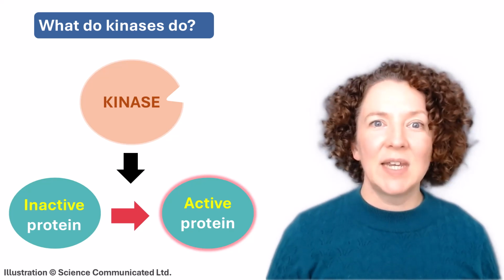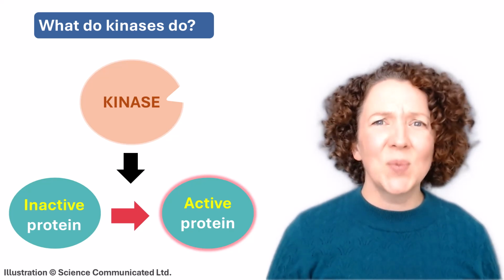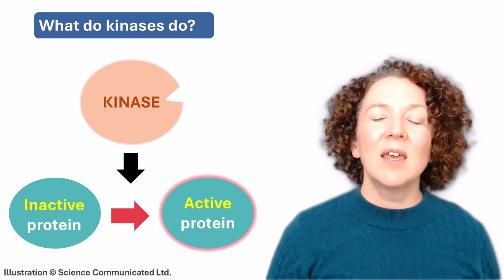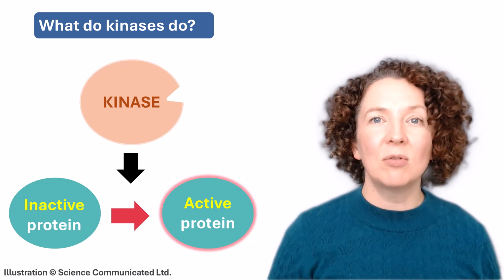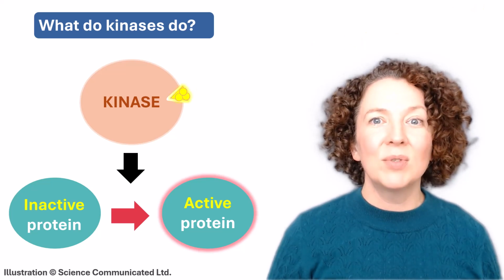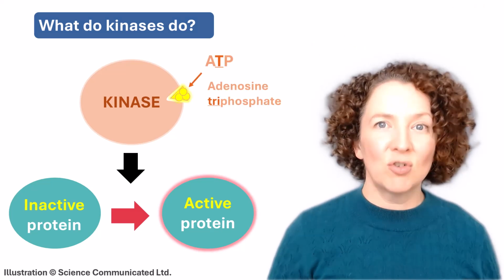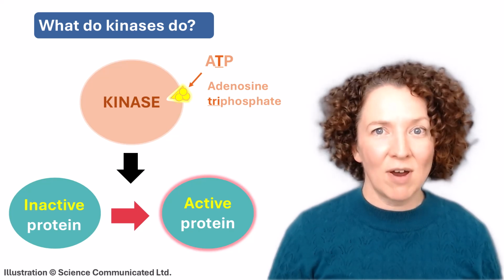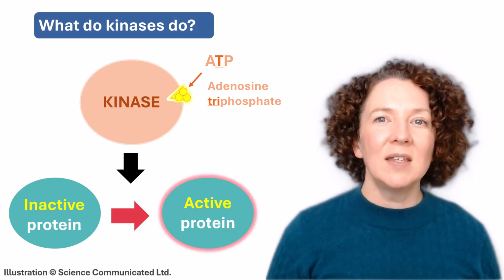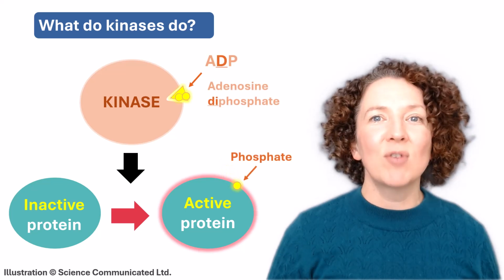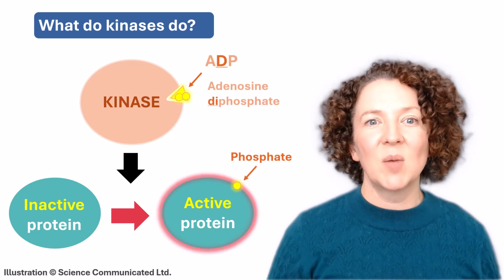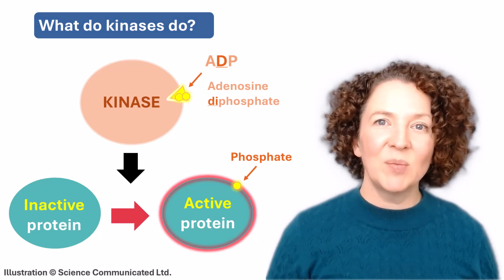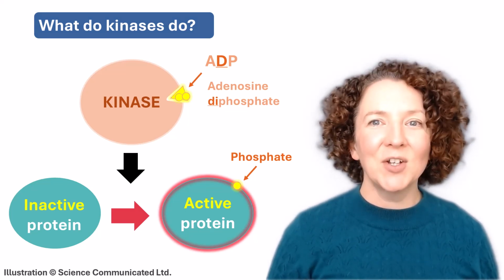They take a protein that isn't doing very much and they switch it on so it becomes active and starts doing its job. They do this by first grabbing hold of a little chemical compound called ATP, adenosine triphosphate. It's called this because it has 3 phosphates, triphosphate. The kinase takes one of these phosphates and they transfer it onto a target protein. A phosphate is a phosphorus atom surrounded by oxygen atoms, and it's packed with energy.